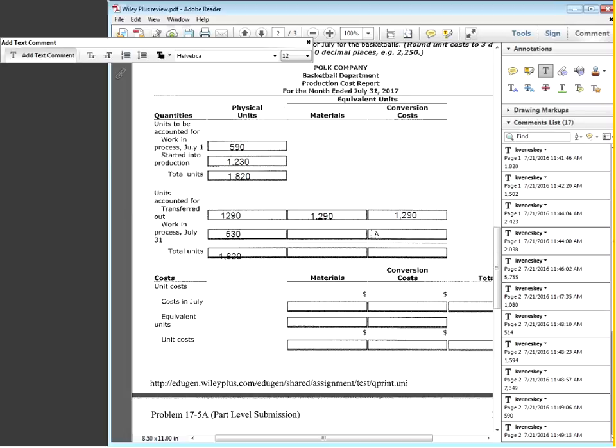Where it gets to be just a little different is when we talk about work in process, because they're not all the way done. Now, for material purposes, it tells us at the very beginning that they're 100% done for materials. No more materials are going to go into these units that are only partially done. All we've got to do is some labor left. And therefore, for labor purposes, we didn't complete 530. We completed 40% of 530, which, rounded to the nearest whole number, is 212 items.